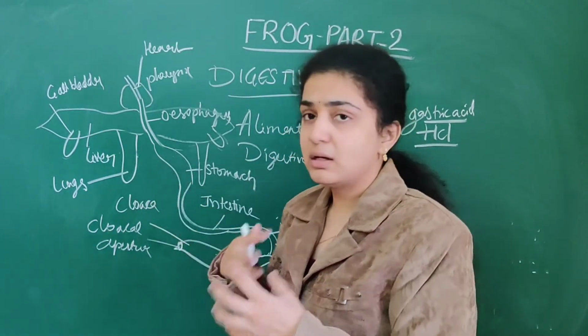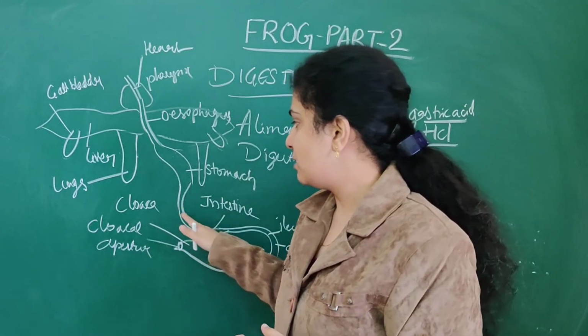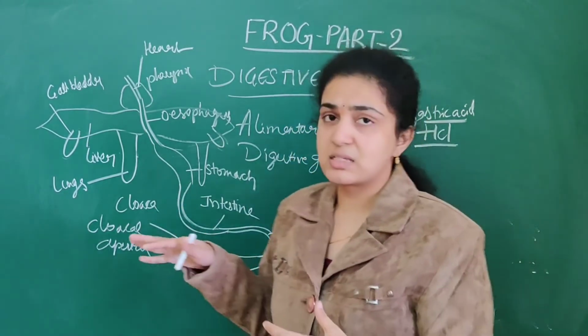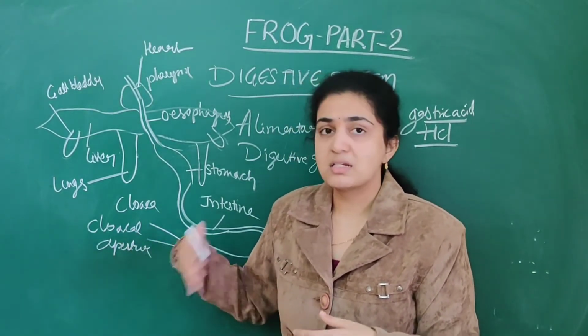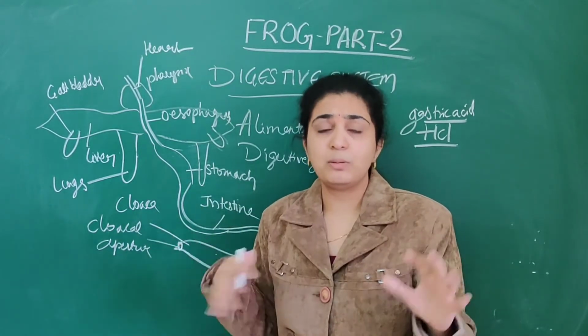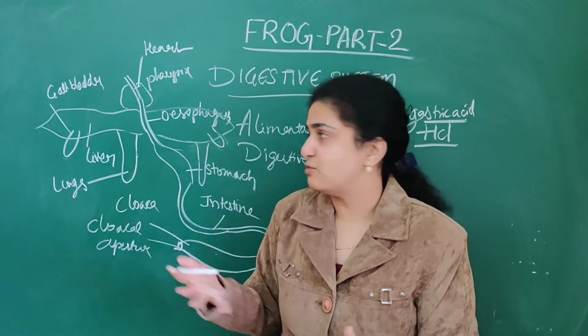In the stomach, numerous churning movements take place, and then the undigested food is passed into the intestine through the ileum and colon, and the undigested food is passed out through the cloacal aperture. Here there is no separate anus, it is the cloacal aperture. It is the same as in human beings. If you remember the human digestive system, this is also very easy for you.